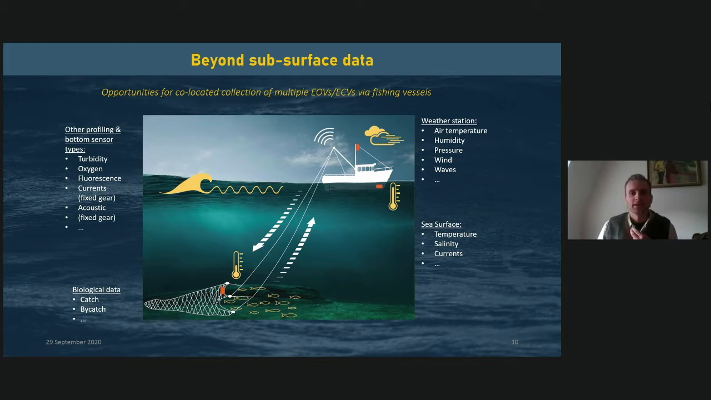And the ability to collect so many co-located data streams is really unparalleled in other autonomous or opportunistic data collection platforms. Therefore, there's a tremendous untapped data potential from the thousands upon thousands of fishing vessels that are operating in our oceans every single day.